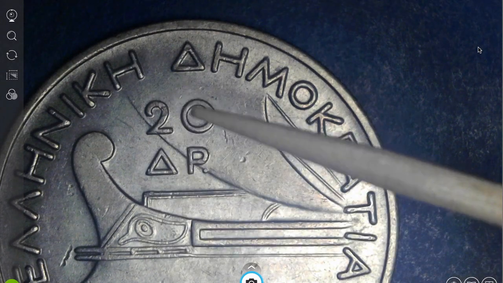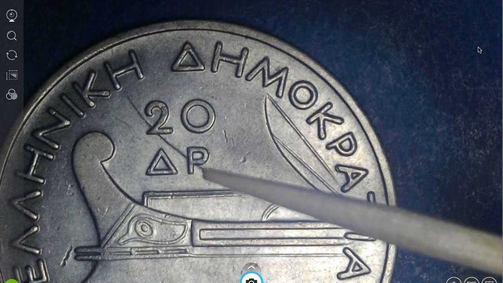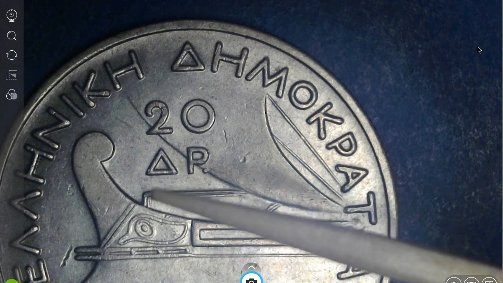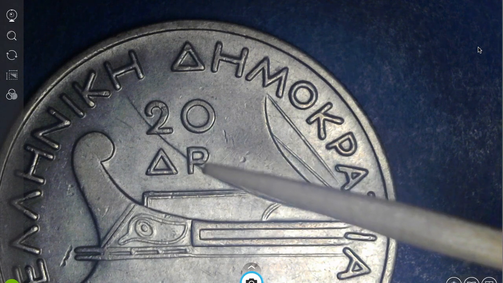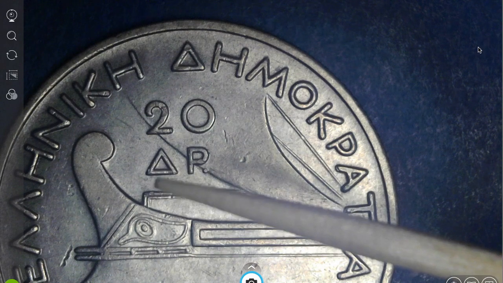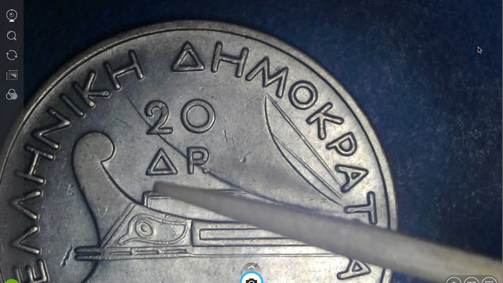And then we have 20, and we have 2 characters followed by a period. So this is an abbreviation. We have delta again, so that's d. And there is the letter P, but it's not. It's rho, and that's r. So this is 20 dr, which is the abbreviation for drachma.